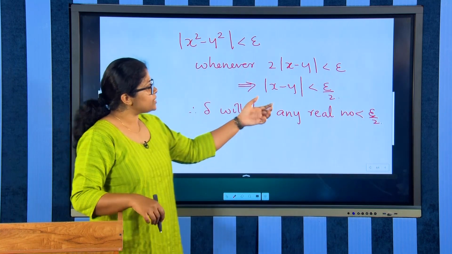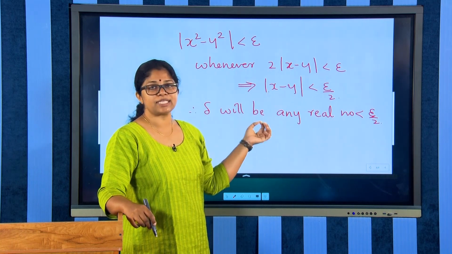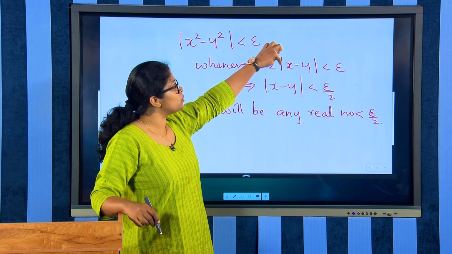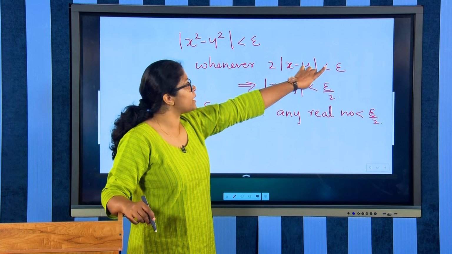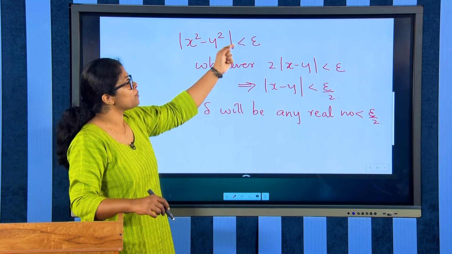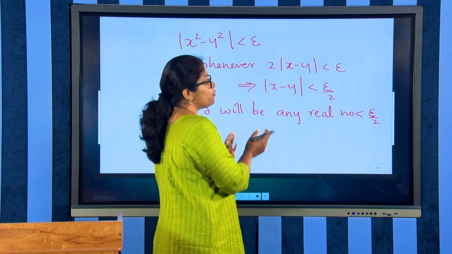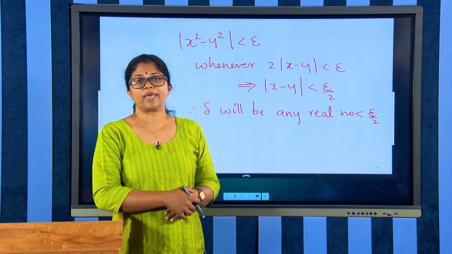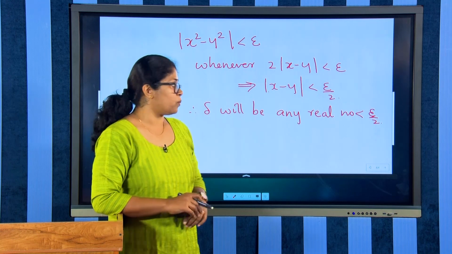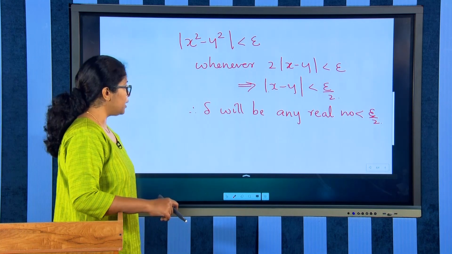So if delta is any real number less than epsilon by 2, whenever modulus of x minus y is less than delta, modulus of x minus y becomes less than epsilon by 2, and so 2 into modulus of x minus y becomes less than epsilon, which forces modulus of x square minus y square also to be less than epsilon, which is exactly what is required for showing that f of x equal to x square is uniformly continuous on the closed interval 0 1. So that is how we prove uniformly continuous functions.